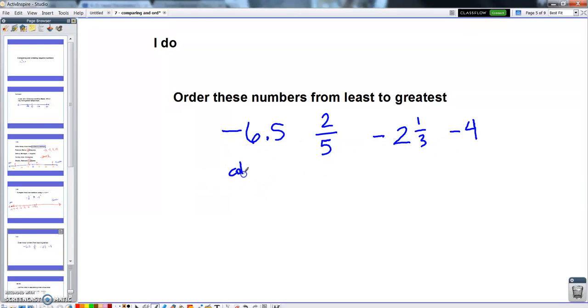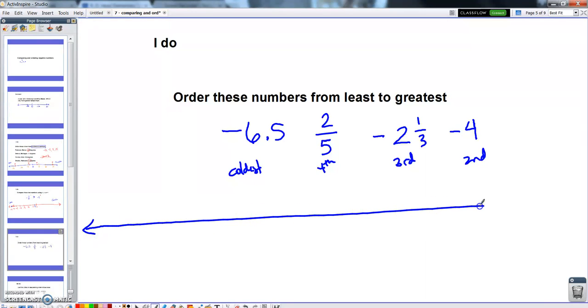This would be the coldest. -6 is the coldest. This is going to be second. -4. The closer towards 0 I get with the negatives, the warmer I get. And then this one's above 0, so it's fourth. So if I think temperatures, it makes a lot of sense to me to order these. If that doesn't make a lot of sense to you, number line will never let you down on a question like this. They always help you put stuff in the right order.